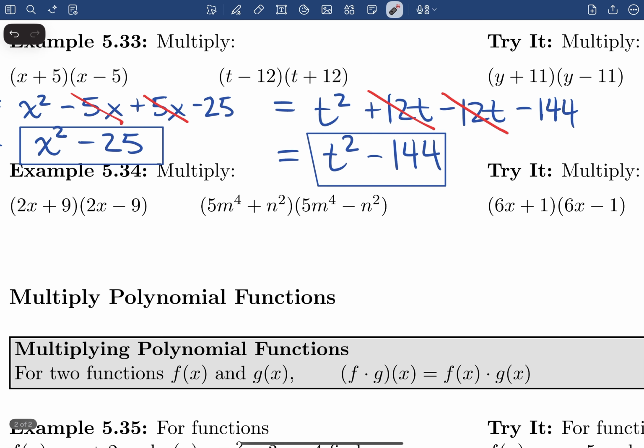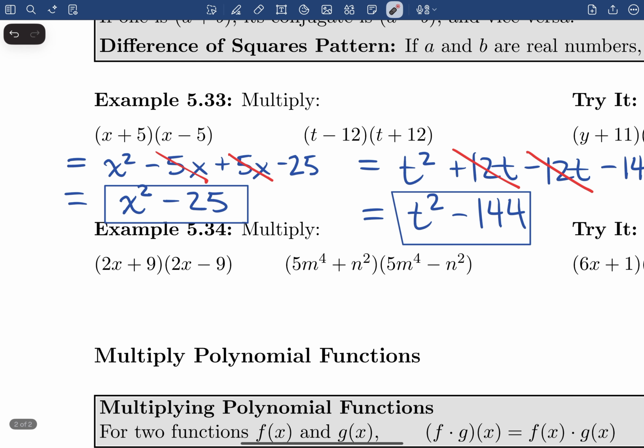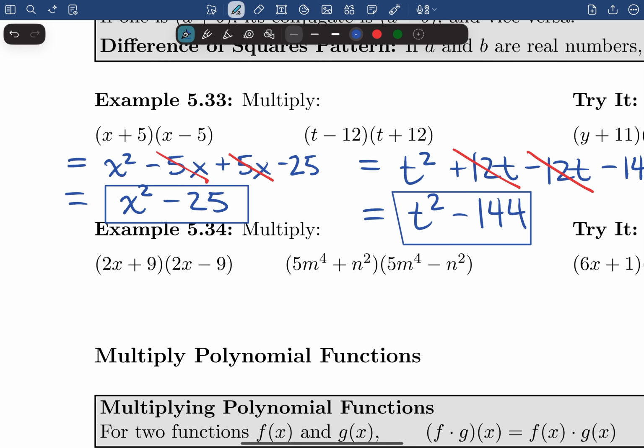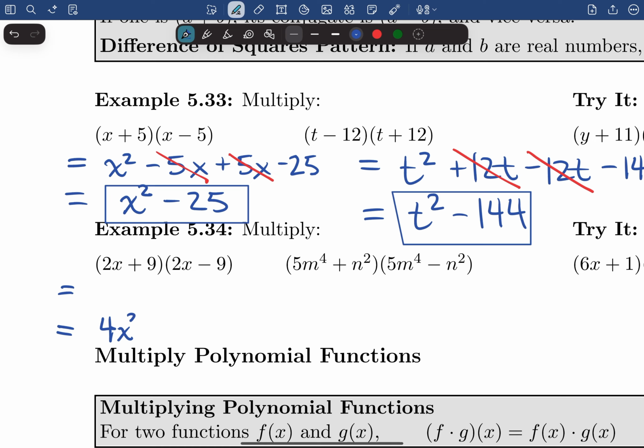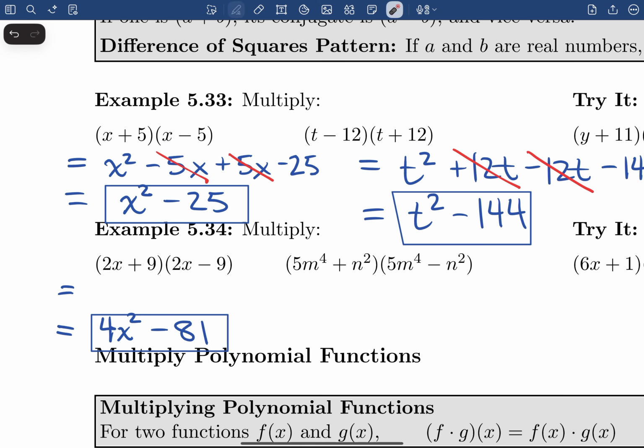Let's try doing this again, maybe increasing the complexity a little bit. When I see 2x plus 9 times 2x minus 9, technically, I could go straight to the end and say that's going to be 2x times 2x, which is 4x squared, minus 9 times 9, which is 81. So I know my final result is going to be 4x squared minus 81 because I know that the outer and inner terms of foiling will cancel. But really fast, let's FOIL this to show.